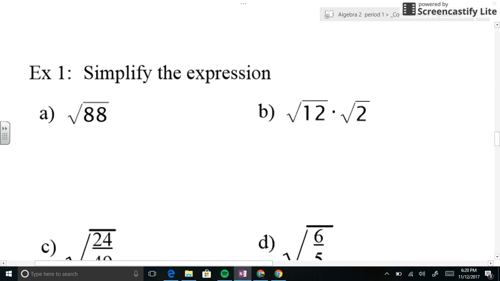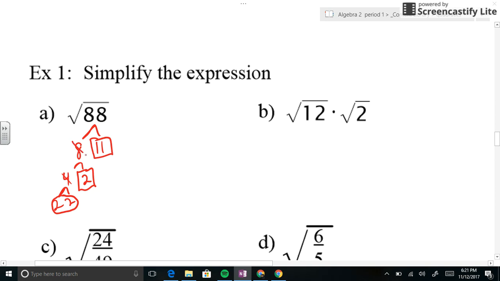So the first one we're looking at is the square root of 88. What I do is I do a factor tree to break down to see if there are any perfect square factors in this square root of 88. So the factors of 88 are 8 and 11. Factors of 8 are 4 and 2. 4 is a perfect square because if I factor that down to 2 and 2, I have a pair of 2's. So we have a pair of 2's, a leftover 2, a leftover 11.